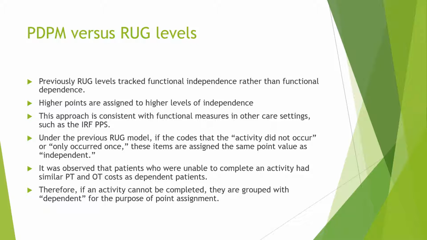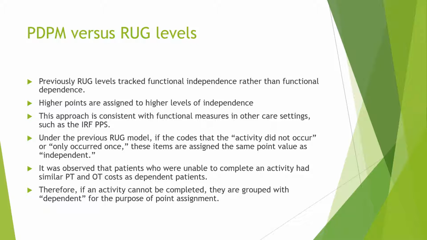Under the previous RUG model, if you're checking off the code that the activity did not occur or only occurred once, these items are assigned the same point value as if they were independent. But more than likely, if there was a reason why the activity did not occur, it was because they were dependent or couldn't do it for whatever reason. It was observed that patients who were unable to complete an activity had similar PT and OT costs as dependent patients.